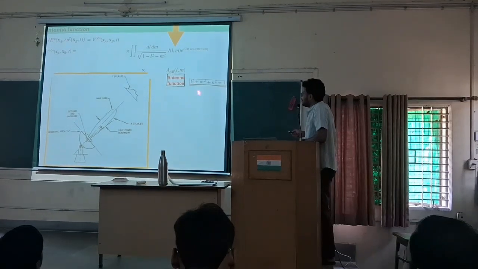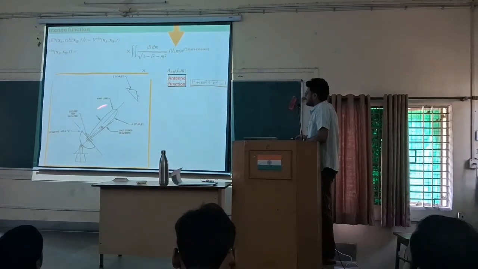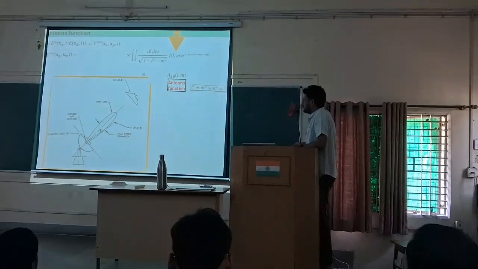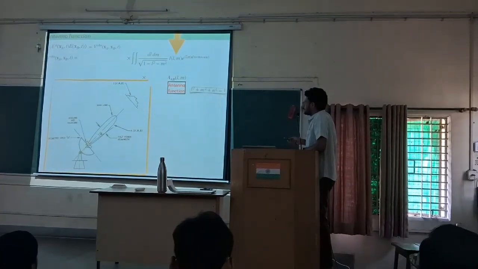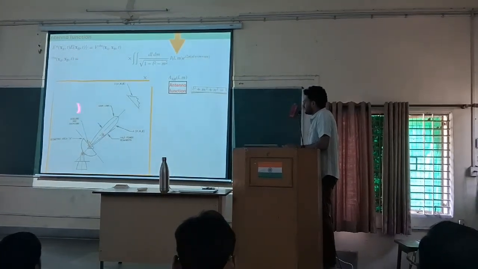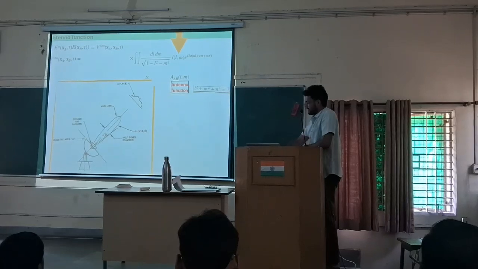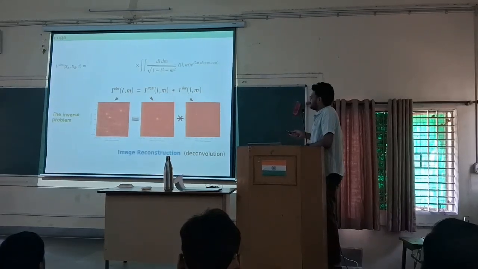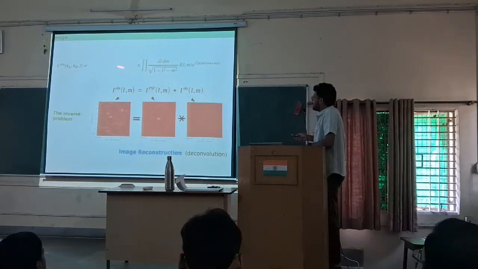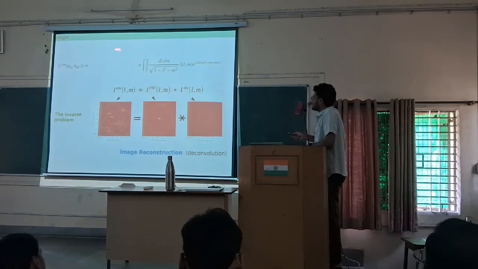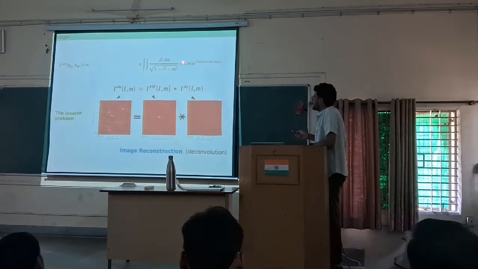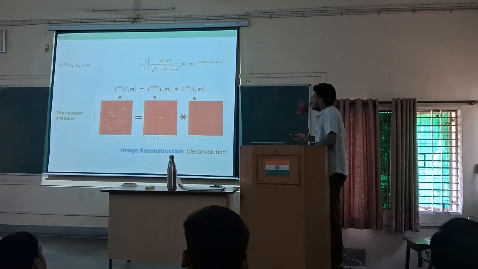Then we find the antenna function. Basically there are different models of this antenna function, so I am not discussing that. Somehow we can find this antenna function. Then we will find all these things and we get this. Now we can just do an inverse Fourier transformation and we get an image.